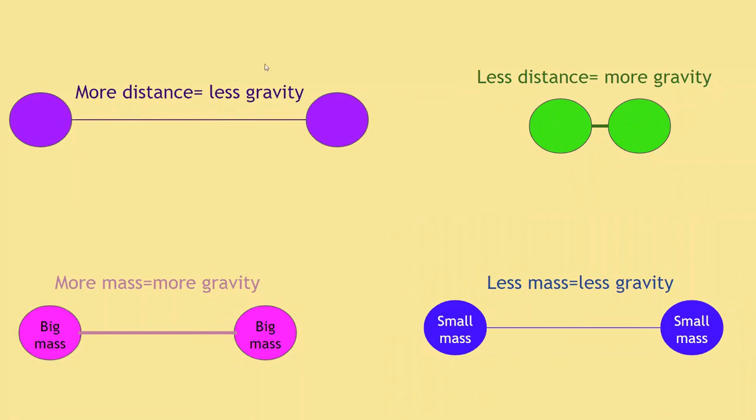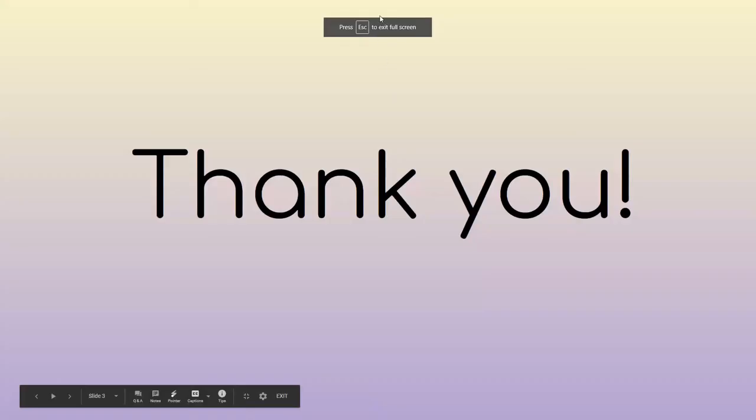So in conclusion, more distance means less gravity, less distance means more gravity, more mass means more gravity, and less mass means less gravity. And that is all for my lesson on gravity.